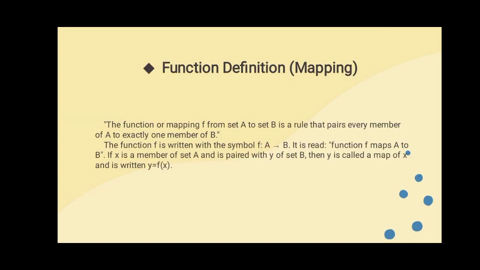Next, function definition or mapping. The function or mapping f from set A to set B is a rule that relates every member of A to exactly one member of B. The function f is written with the symbol f: A → B. It is read function f maps A to B. If x is a member of set A and is related to y of set B, then y is called the image of x and is written y = f(x).